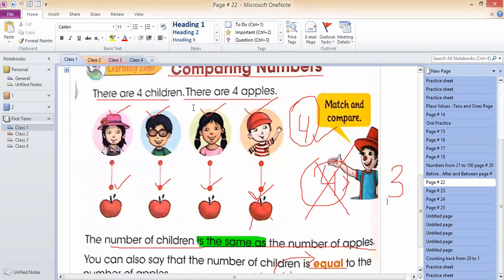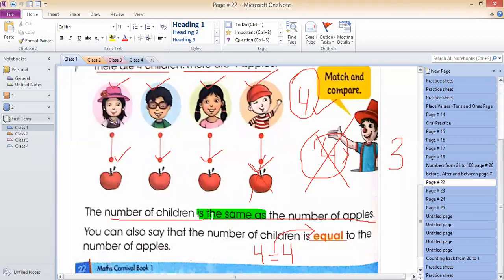There are 4 children, there are 4 apples. You count the number of children, they were 4, and you count the number of apples, they were also 4. Because they both were 4, you can say that the number of children is the same as the number of apples. Or you can also say that the number of children is equal to the number of apples.